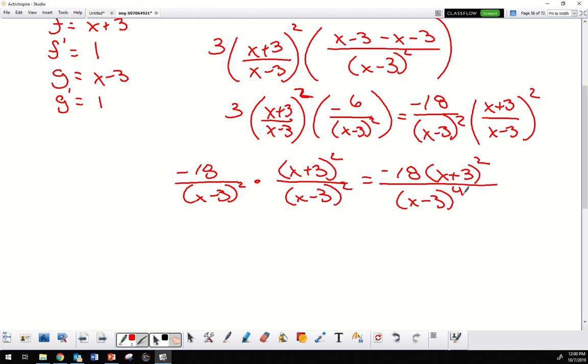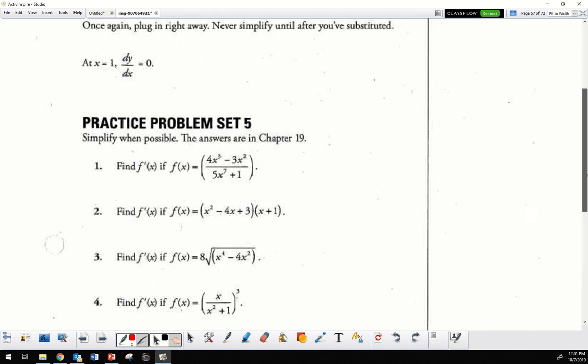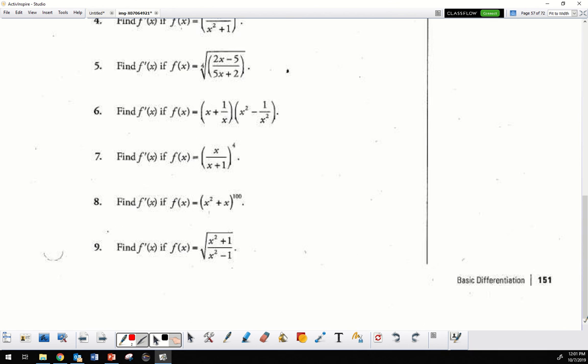The reason why I say it like that is because a lot of times you might see this on a multiple choice, and then you have to match your answer with what they have. Okay, I think I'm almost done here. So chain rule. Yep, I think that was it. That's problem set 5.